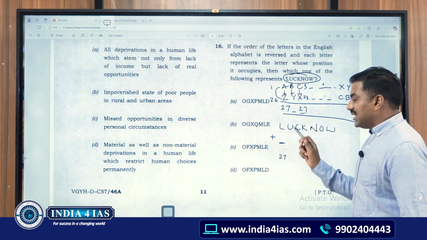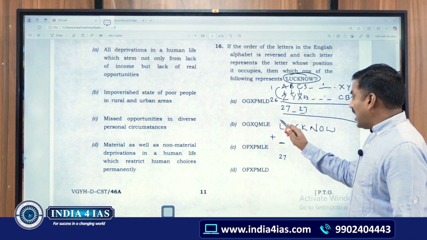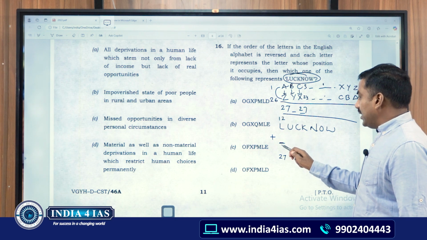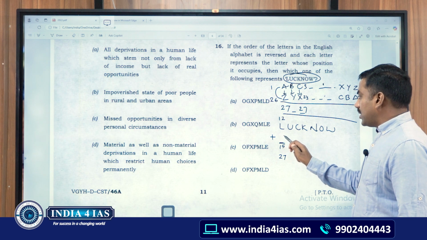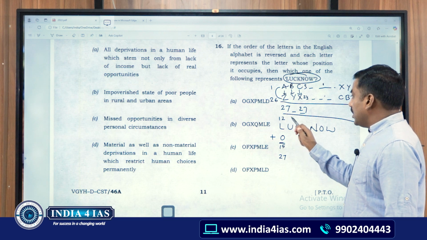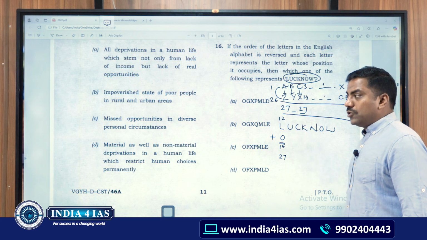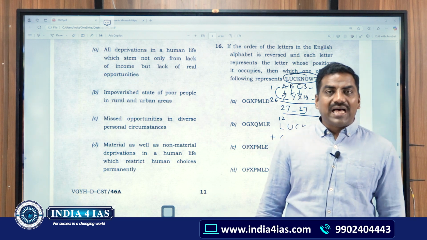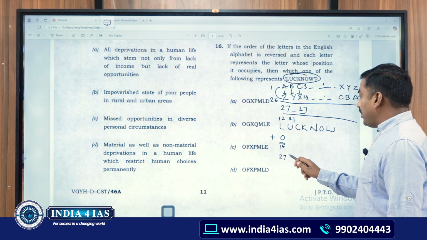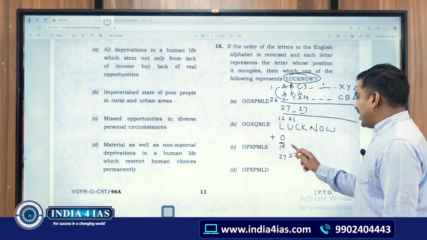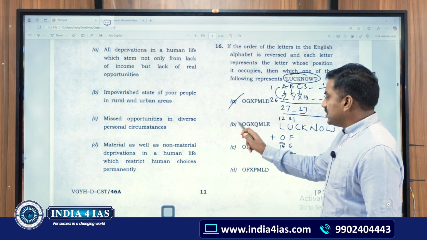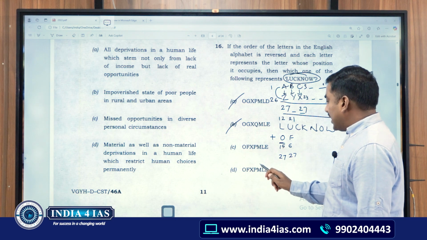So 27 minus this. L's position in the alphabet is 12. So 27 minus 12 is equal to 15. So 15 is nothing but O. Next one. U's position in the English alphabet, RSTU, is 21. The complement of this, 27 minus 21, is 6, which is nothing but F. See, these two options are gone. So now it is either this or this.